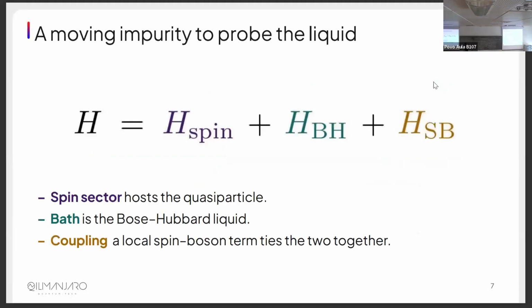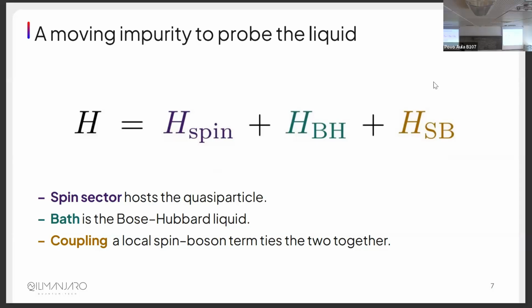Our system of interest contains three main terms: the spin part of the Hamiltonian, the bosonic part of the Hamiltonian, and a spin boson term that makes the interaction between the spin part and the bosonic part. The goal is to see if we have a quasiparticle that moves along the spin chain, and this quasiparticle interacts with the bosonic system through this spin boson term.